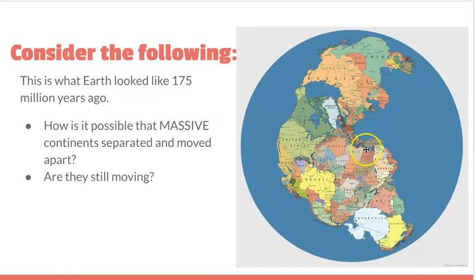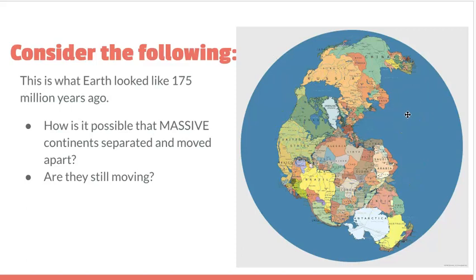About 175 million years ago, this is what our Earth looked like. We didn't have land on the other side of the Earth, from what we can see here, like we do today. It was all just one big glob here on the Earth, and then there was just water everywhere else.